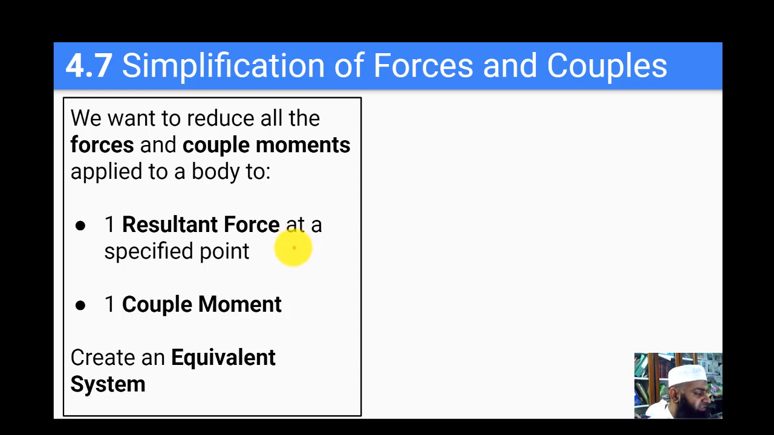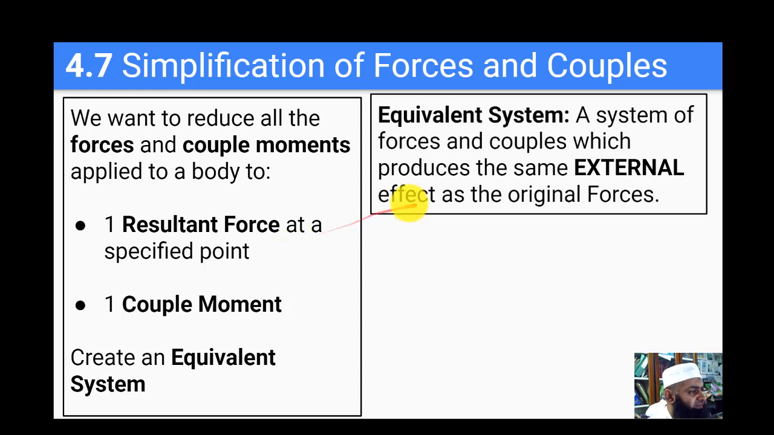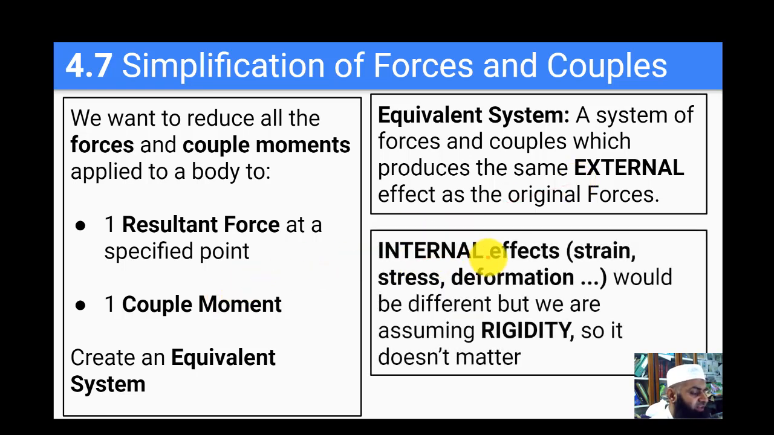This equivalent system is equivalent in the sense that all the external effects produced by all the original forces would be the same. That does not mean that the internal effects would be the same. What do we mean by external effect? That the rigid body itself, its motion and its rotation, all the effects of that sort would be the same for this equivalent system, but the internal effects would be different.